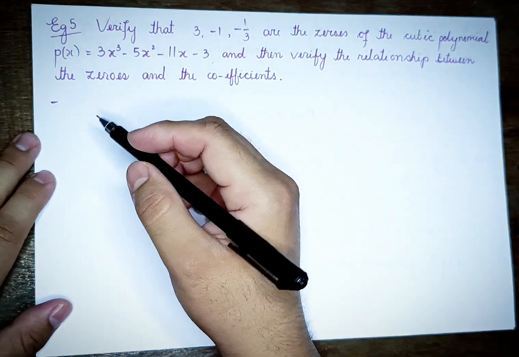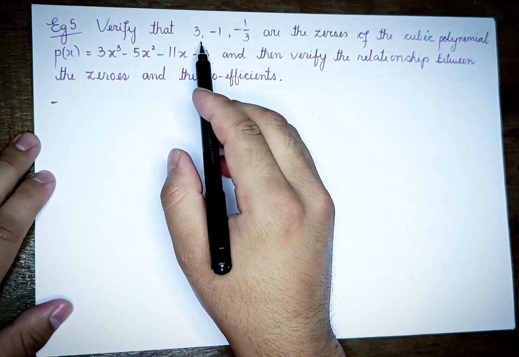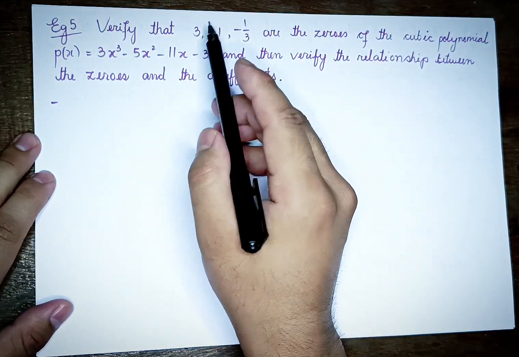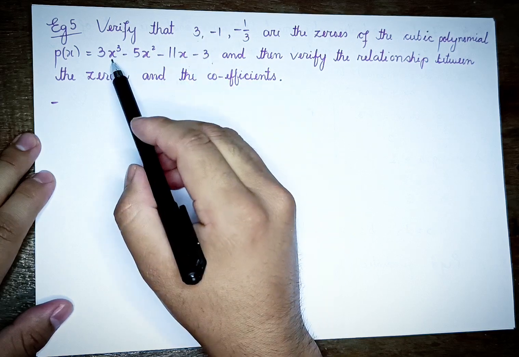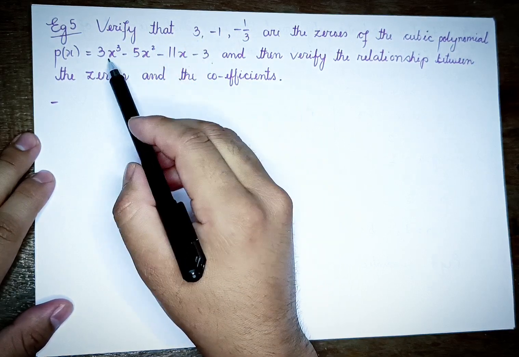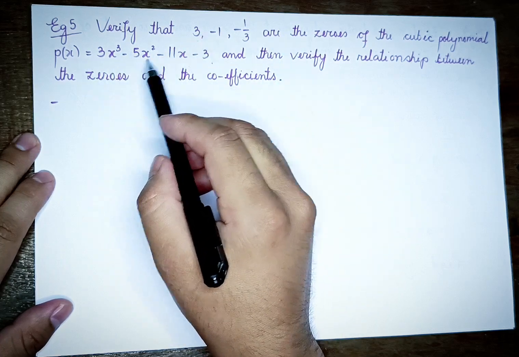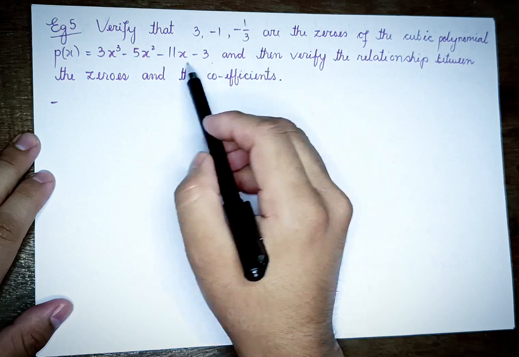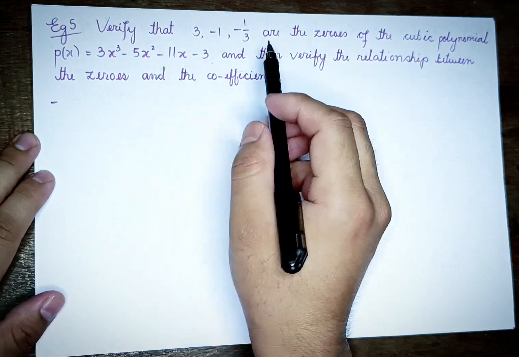Okay, let's solve it. First, how will we verify 3 as a zero of this cubic polynomial? We will put the value of x as 3, and if we get the value of this polynomial as 0, then automatically 3 will be a zero of this cubic polynomial.